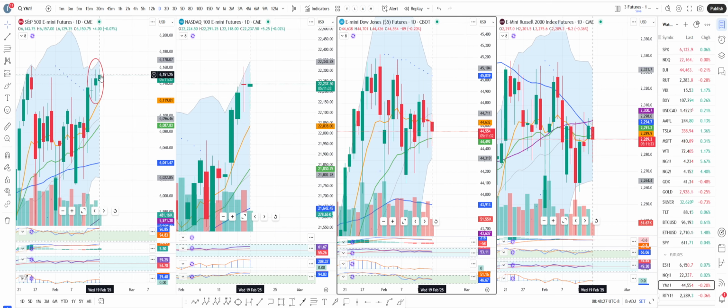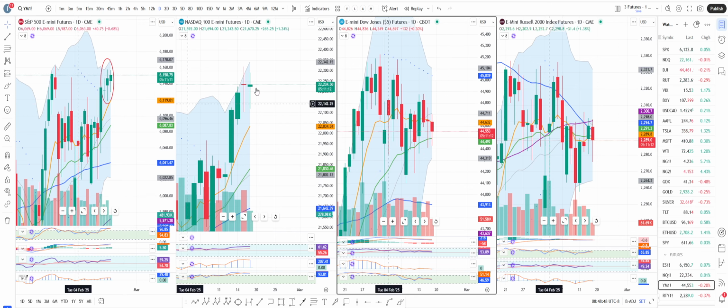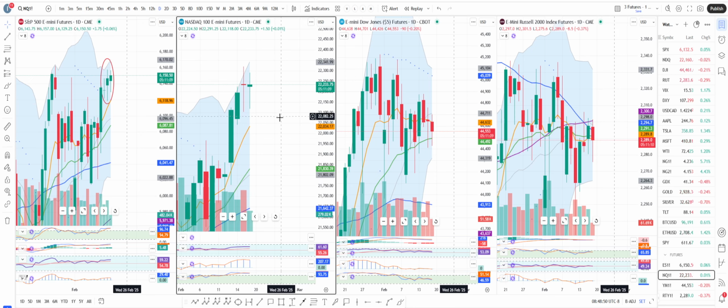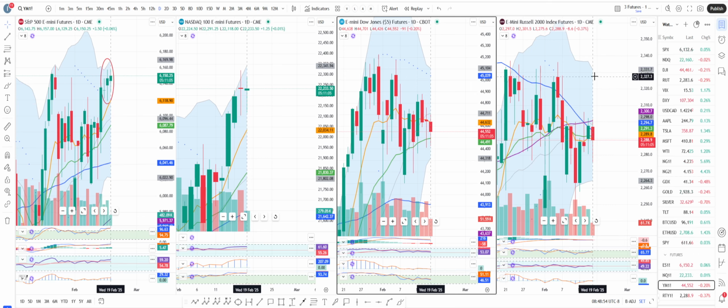So far, S&P 500 is somewhat neutral. And we discussed yesterday's futures, that it closed right on the high of Friday's candle, and it could be considered as bearish depending on today's closure. So far, Nasdaq is somewhat neutral. Dow Jones and Russell are bearish.